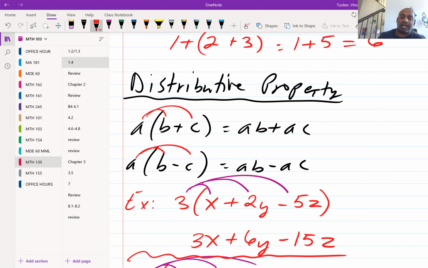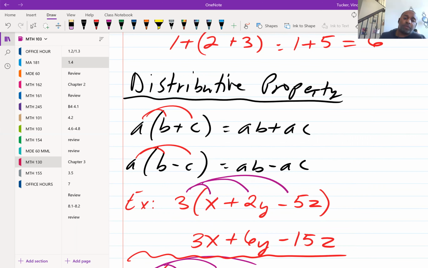So normally distribution is implemented when I have terms inside of my parentheses that I cannot add together. We'll talk about like terms in a little bit, and that dictates why we can and cannot add them together. But let's just focus on distribution right here.